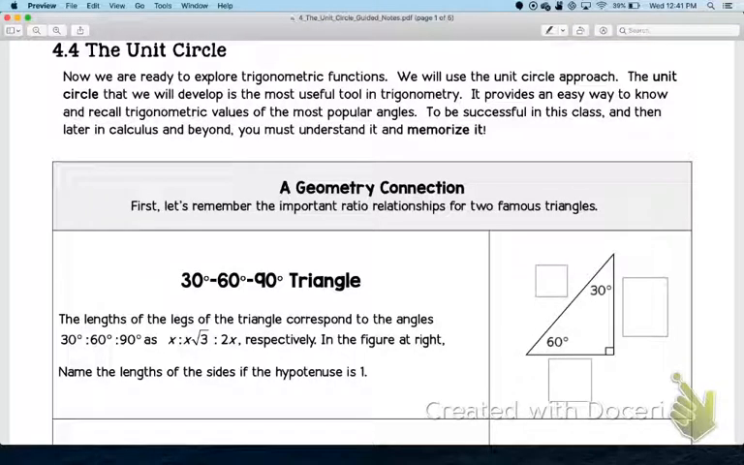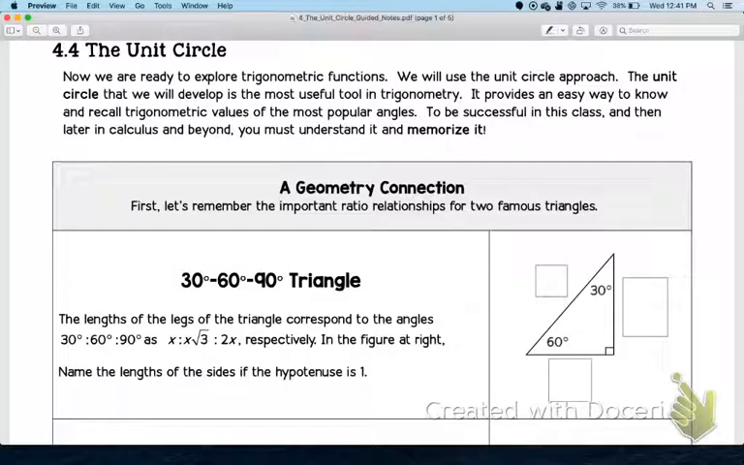It provides an easy way to know and recall trig values of the most popular angles. So to be successful in this class and then later in calculus and beyond, you must understand it and you must memorize it. We will have a quiz that is solely specific to the unit circle, so you want to make sure that you got your unit circle down.